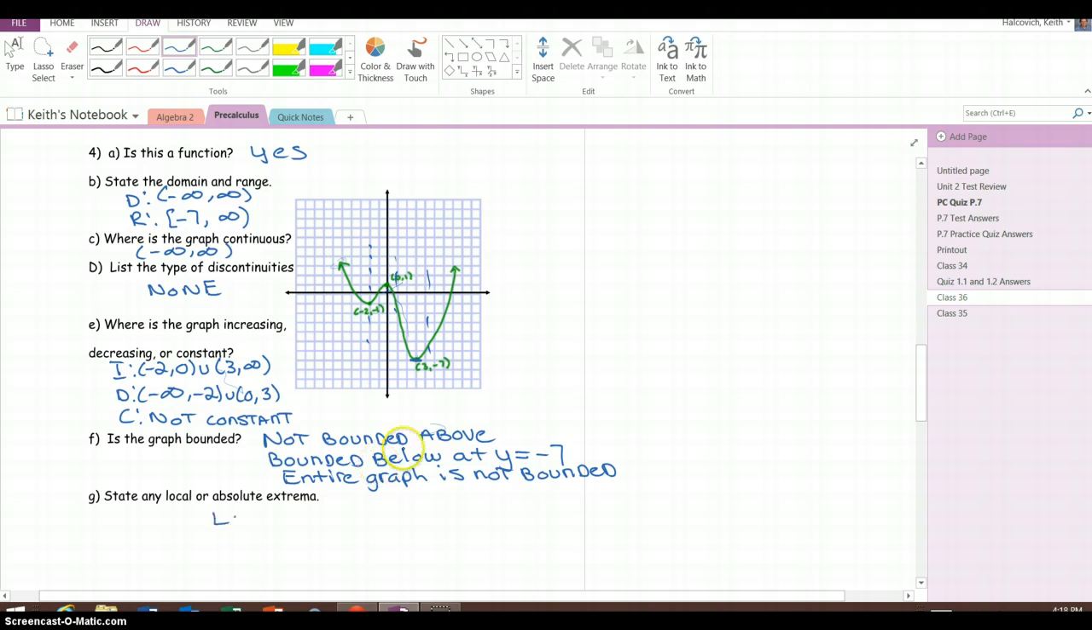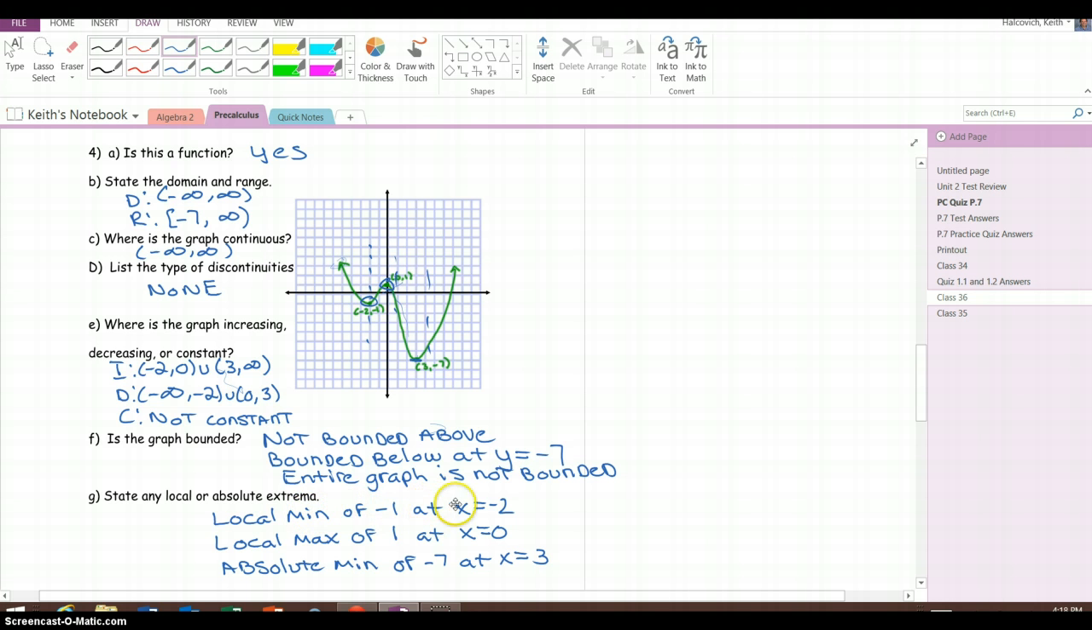There is a local minimum, and that is right here of -1 at x equals -2, because that's a local minimum. It's not the minimum for the whole graph. There is a local maximum, and that is right here at 1, and that's at x equals 0. And there's an absolute minimum, and that absolute minimum is -7, and it occurs at x equals 3.